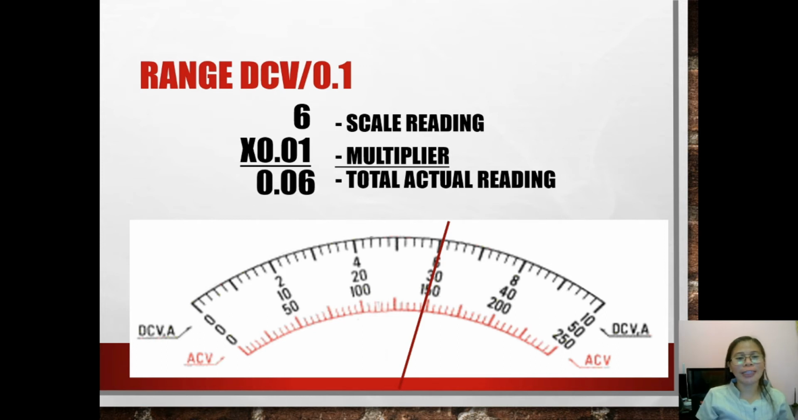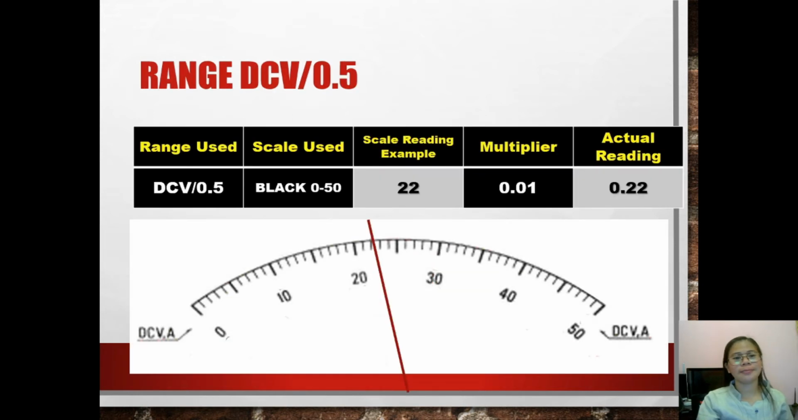Correct. 0.06. Very good. That is our range in DCV 0.1. Next, let's proceed to the next range, 0.5.